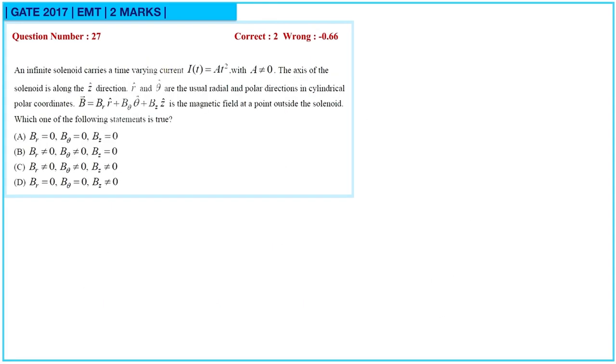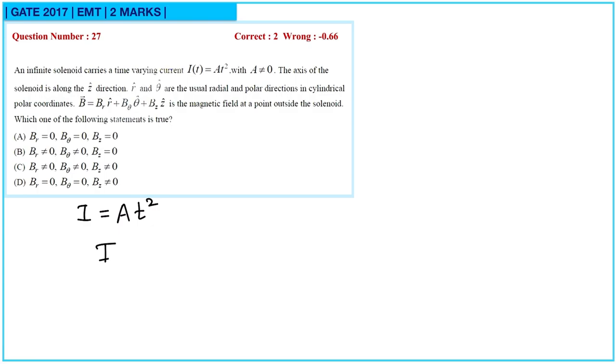Next, an infinite solenoid carries a time varying current I equal to At square, with A not equal to 0. The axis of the solenoid is along the z cap direction. R cap and theta cap are the usual radial and polar directions in cylindrical polar coordinates. B is equal to BR r cap plus B theta theta cap plus BZ z cap is the magnetic field at a point outside the solenoid. Which one of the following statements is correct?